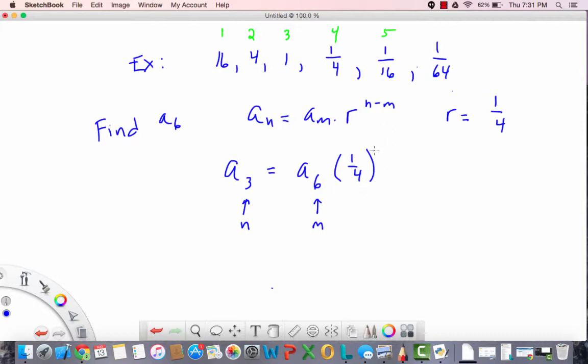So what is this exponent? It's n minus m. So it's 3 minus 6, which is -3. If you make a mistake in the order, obviously that's going to throw off the problem completely. Let's keep doing substitution. A sub 3 is 1. We can just sub that in on the left side. We don't know a sub 6. And what is 1/4 to the negative third? Well, that is the same thing as 4 to the third.